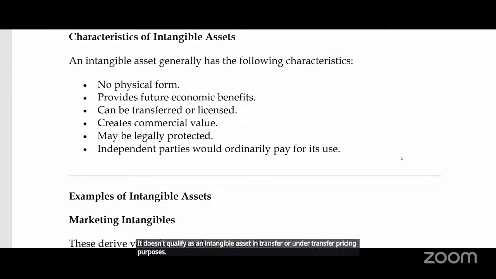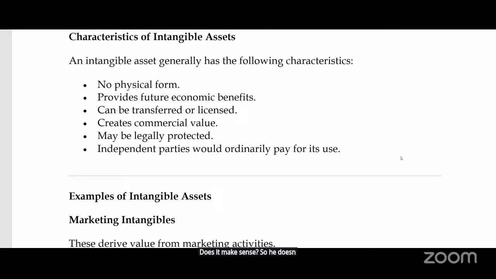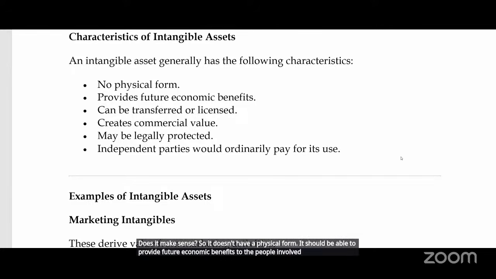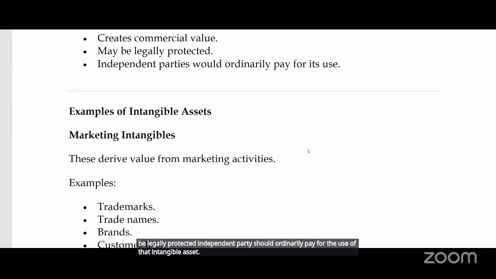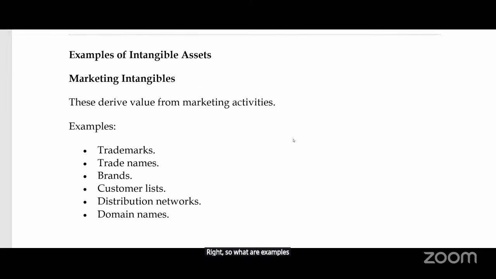Does it make sense? Yes. So it doesn't have a physical form. It should be able to provide future economic benefits to the people involved. It should be able to be transferred or licensed. It should create commercial value. It must be legally protected. Independent parties should ordinarily pay for the use of that intangible asset, right? So, what are examples of intangible assets that there are?